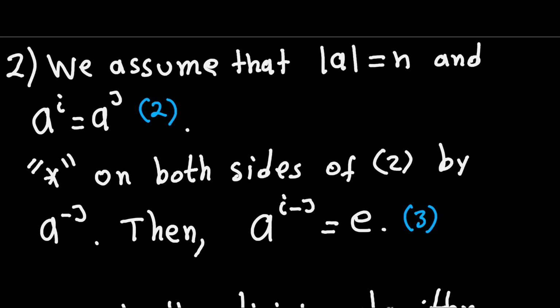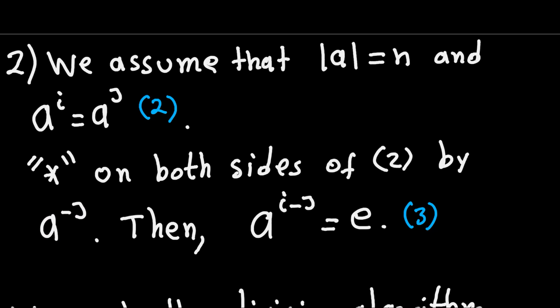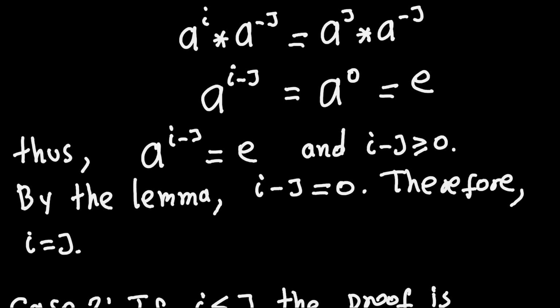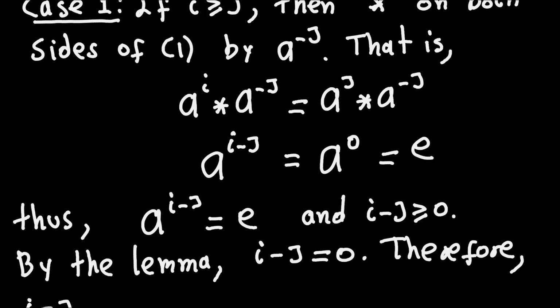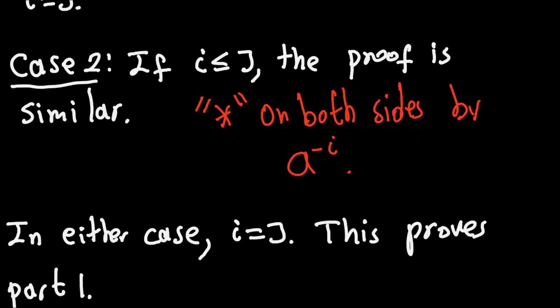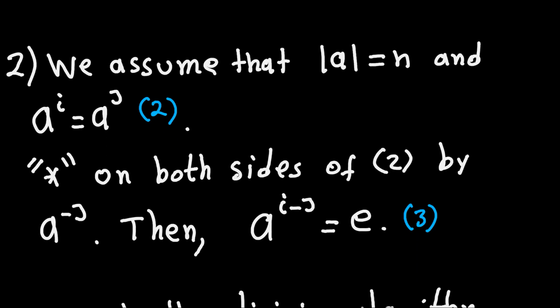We're going to start almost the same way we did with the first part, which is we start on both sides of this equation by A to the minus j, following the same algebra we did before. If you take this and start on both sides by A to the minus j, following this same algebra that is here, we're going to conclude that A to the i minus j is equal to the identity. This algebra does not depend on whether A has finite or infinite order, so it's the same for both cases. So in that case, we can also conclude that A to the i minus j is the identity, and I'm going to call this one number 3.